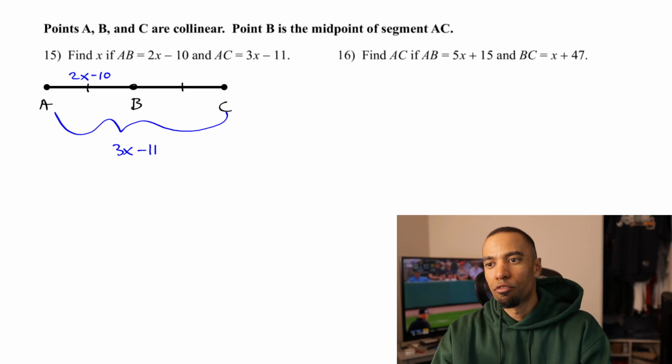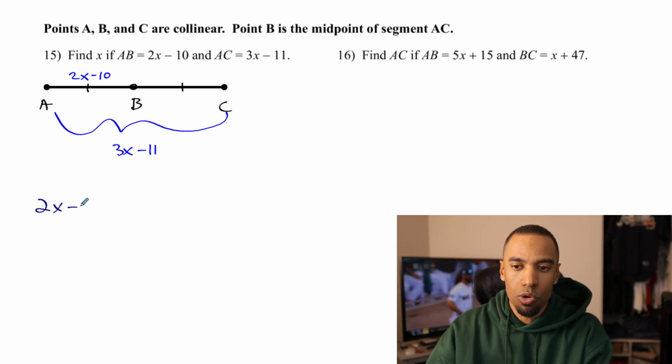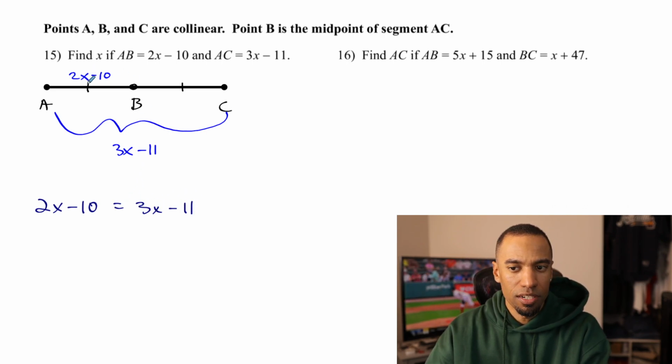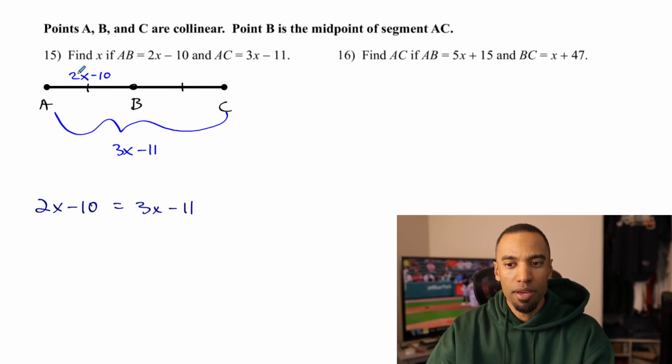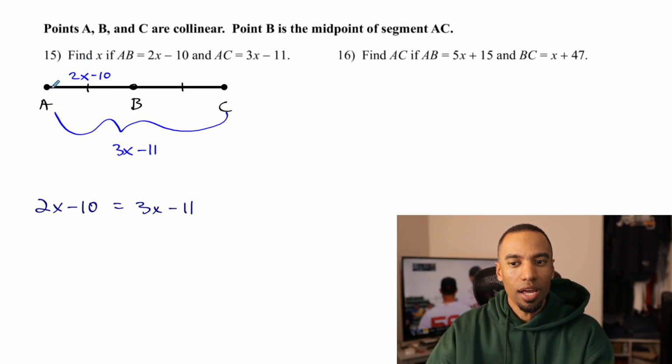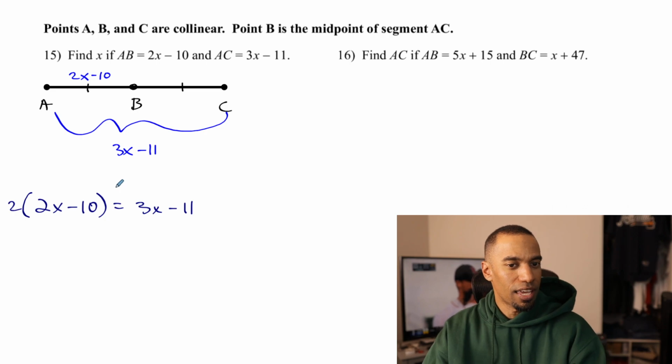Now, don't make the mistake of what we just did last time, which wasn't a mistake before. Don't set these equal like this. 2x minus 10 doesn't equal 3x minus 11. 2x minus 10 is half of 3x minus 11. If you want to get these equal to each other, you've got to double 2x minus 10 right here and right here.